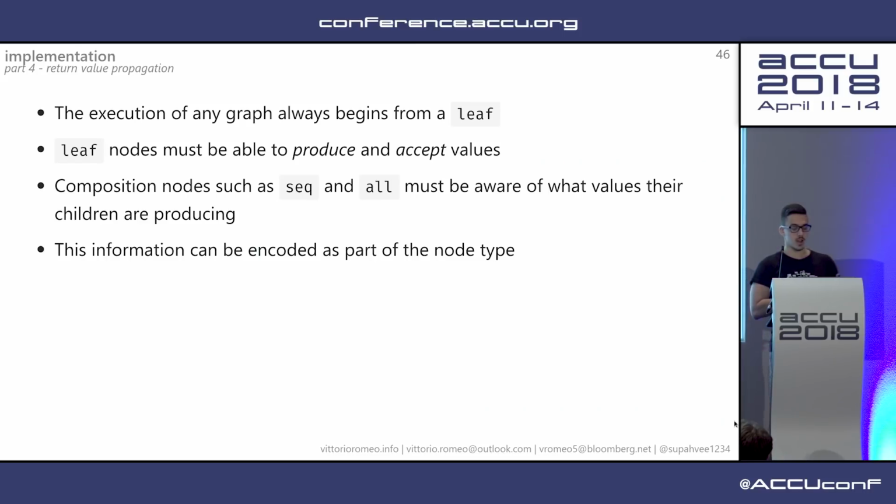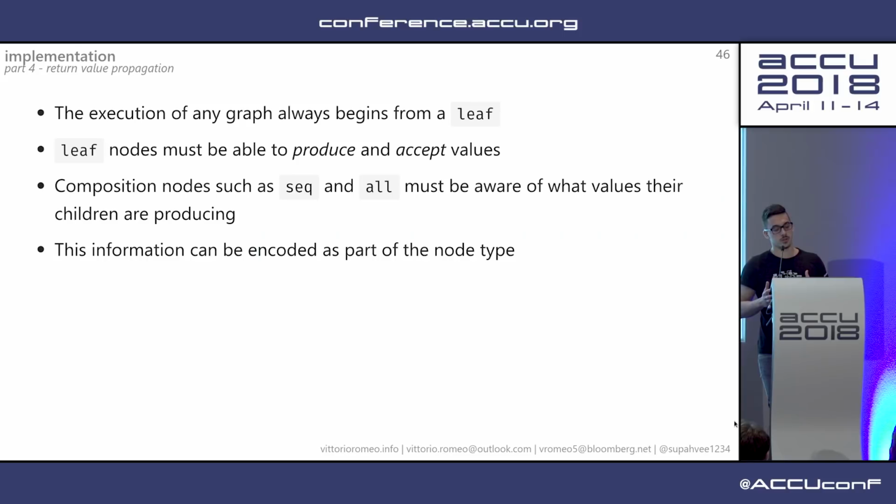So now we're going to deal with return value propagation. And this is going to be a little bit tricky, but let's begin by looking at leaf node and understanding that the execution of any graph always begins from a leaf node. It doesn't matter if you have a when all, it doesn't matter if you have a sequential. Eventually, you're going to start somewhere, and you're going to dive deep into those nodes, find a leaf, and start from there. So the leaf node is kind of special in that it must be able to produce and accept values, and it needs to know what value it's going to accept at the beginning, because it's going to be the first one to be executed.